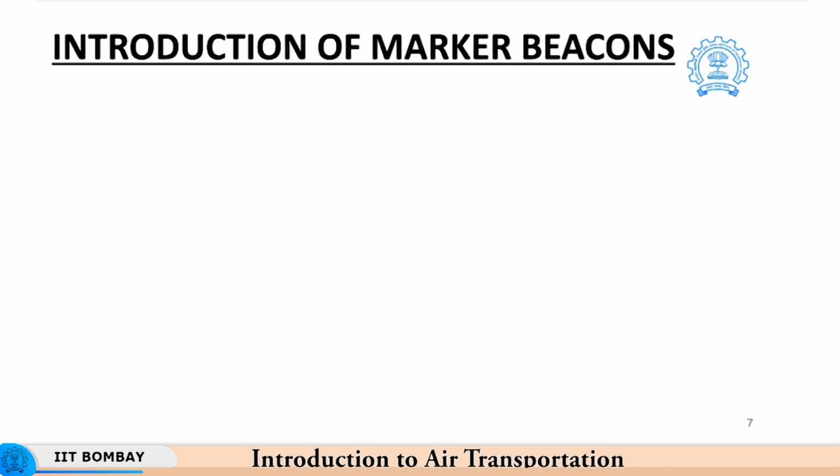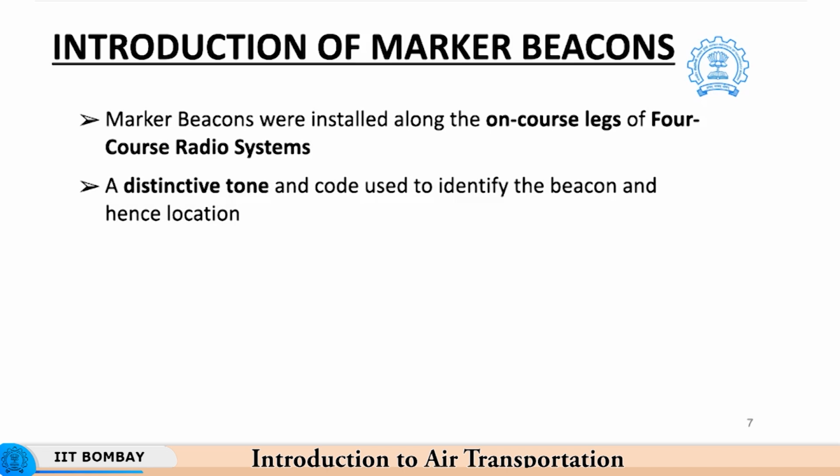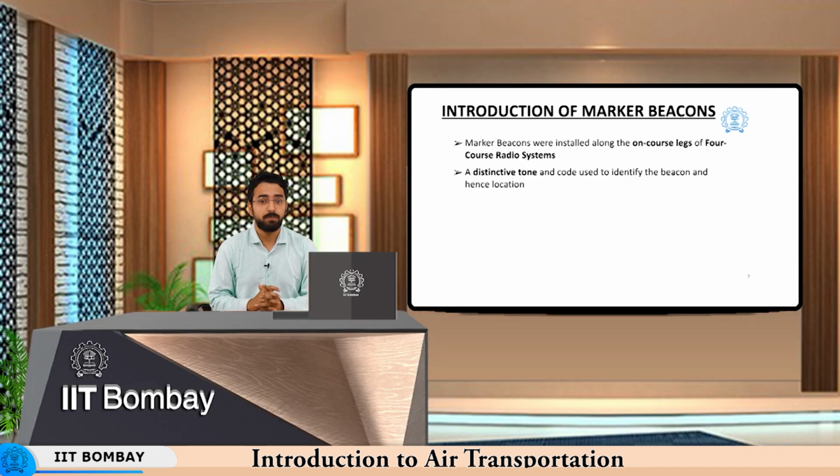As time progressed, certain other navigation tools were introduced with this particular system. The first of them is the introduction of marker beacons. These marker beacons are installed on the on course legs of four course radio stations. How these operated was that a distinctive tone and code would be used to identify the beacon, and hence the location of the aircraft with respect to the navigation aid.